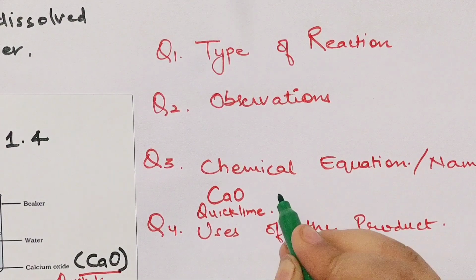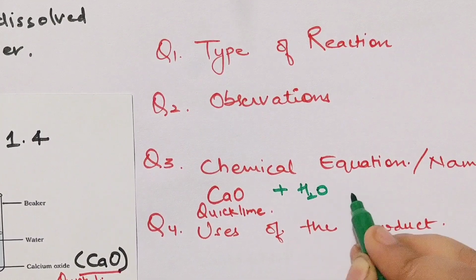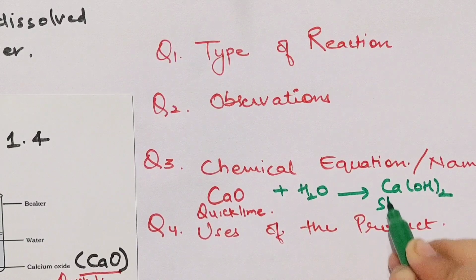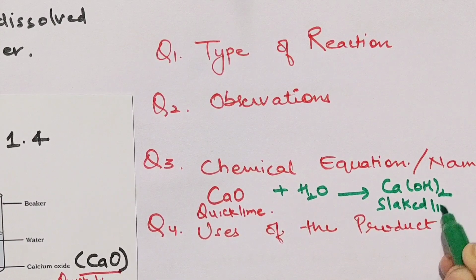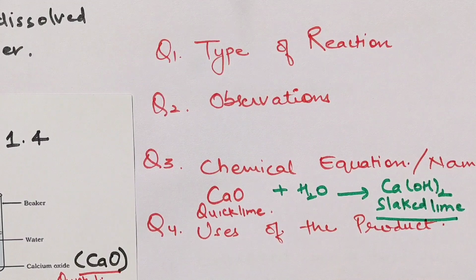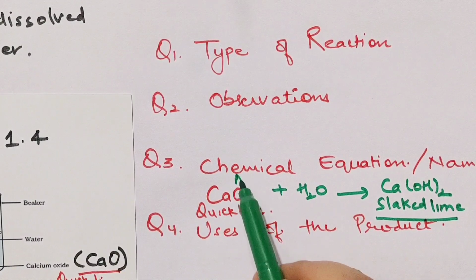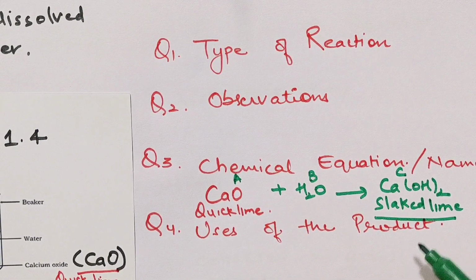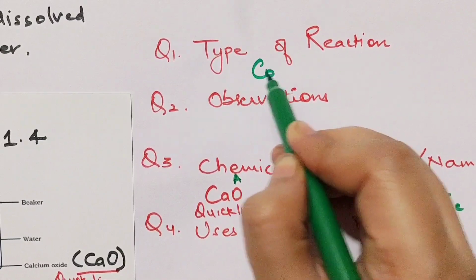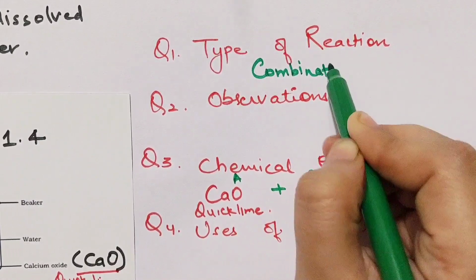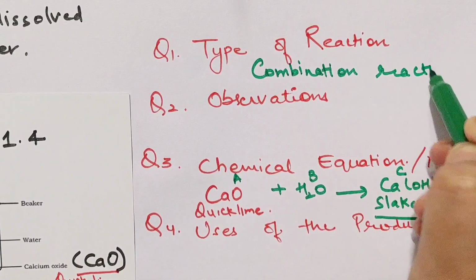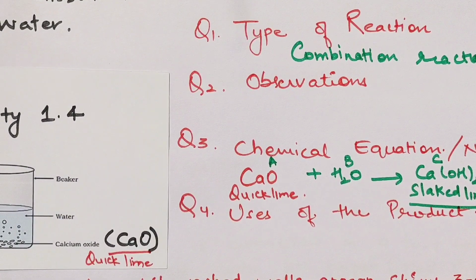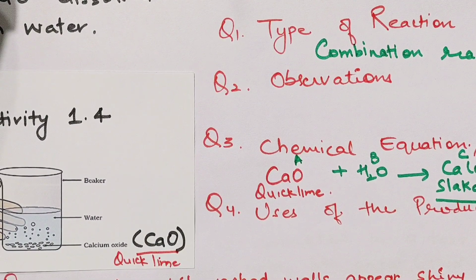Okay, I better use a different color pen here. So quicklime, when dissolved in water, gives us this. This is called slaked lime. Okay, now see, A plus B gives us C. So obviously this too is a combination reaction.